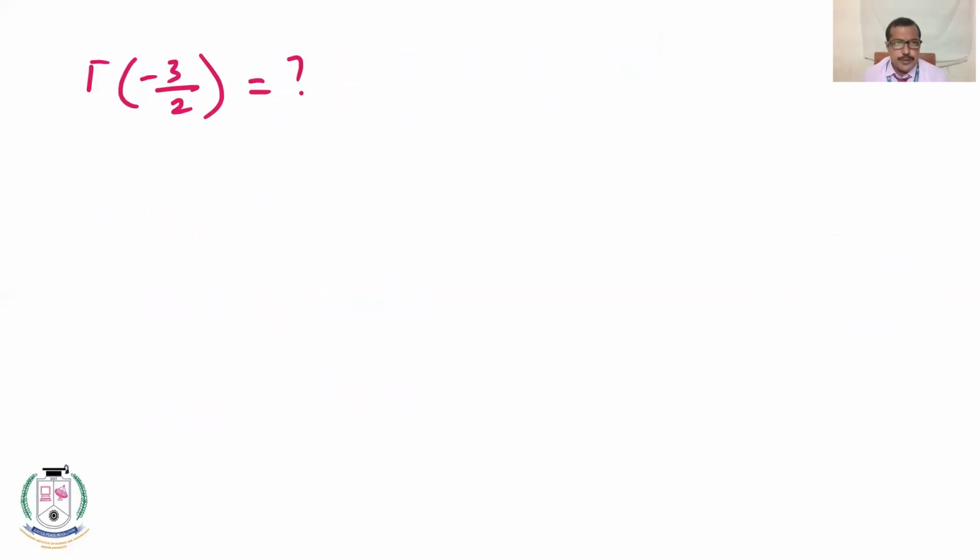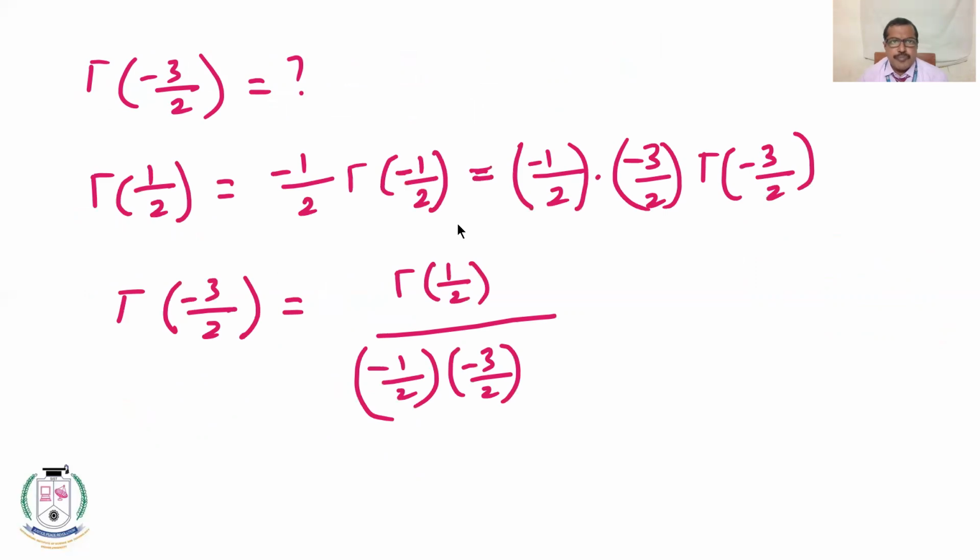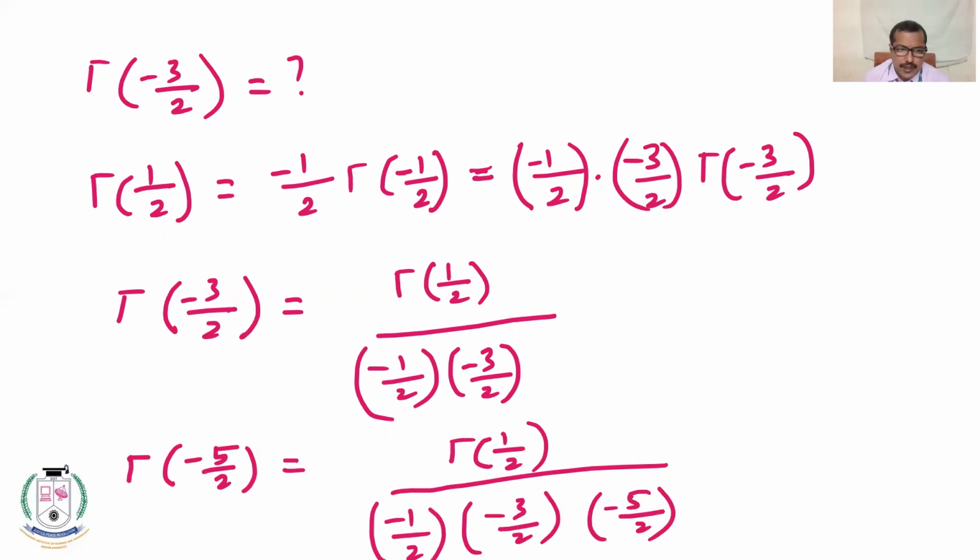Gamma of minus 3 by 2, same way if you proceed. From gamma of half, you can continue up to minus 3 by 2. We will get gamma of minus 3 by 2 as gamma of half divided by minus 1 by 2 into minus 3 by 2. So this gives us a pattern. You start from minus 1 by 2, go up to whatever number for which you are finding gamma on the left hand side. Just check. Gamma of minus 5 by 2 is gamma of 1 by 2 divided by minus 1 by 2, minus 3 by 2, minus 5 by 2.